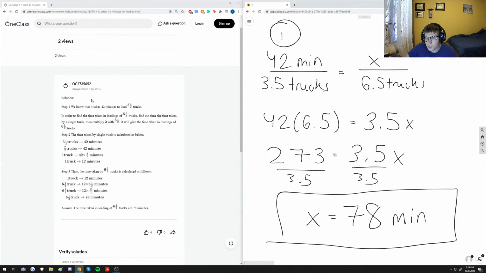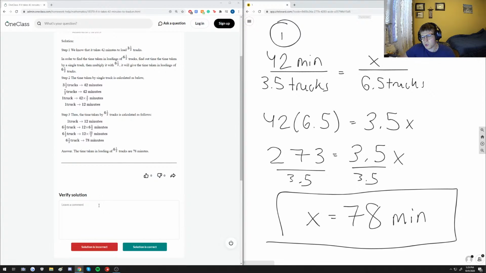So if we go through the work here, this person found out that it takes 12 minutes for a single truck, which is another way that you can go about this, but I feel like with the proportion, you kind of just get the answer right away by solving it. So this person also got 78 minutes, so I'm going to say this is correct. Great job, and that is the end of problem number 1.